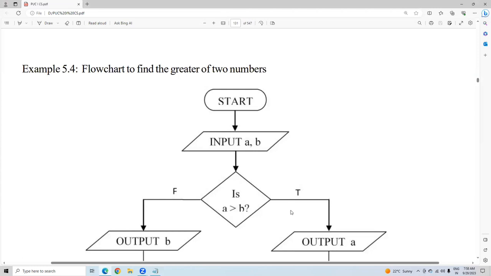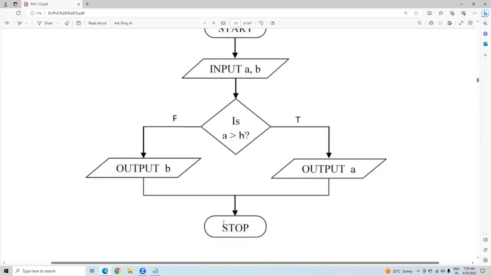If I want to find the greater of two numbers, then start. I need to ask for what are those two numbers. Then I'm going to use rhombus box for comparison. I'm going to check, is A greater than B? T stands for true. If A value is bigger than B, if it is true, it will print output A. It will print the value of A. Suppose if A value is not greater than B, it goes towards false direction and prints the value of B. A will not be printed. So whether it is true or false, later on it will come back to stop.